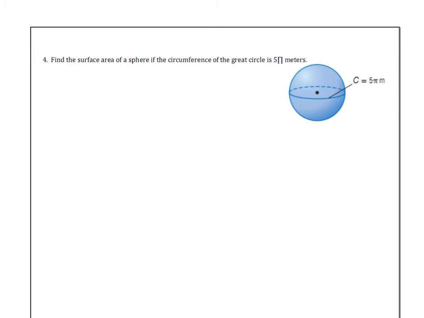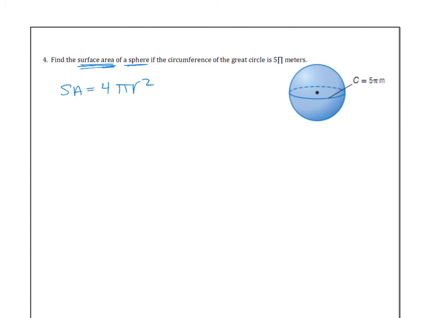Now, you know we can't keep it that easy, right? We got to make it a little more complicated. So number 4, find the surface area of a sphere if the circumference of the great circle is 5 pi meters. Okay, key words, surface area, sphere. My formula is going to be 4 pi r squared.